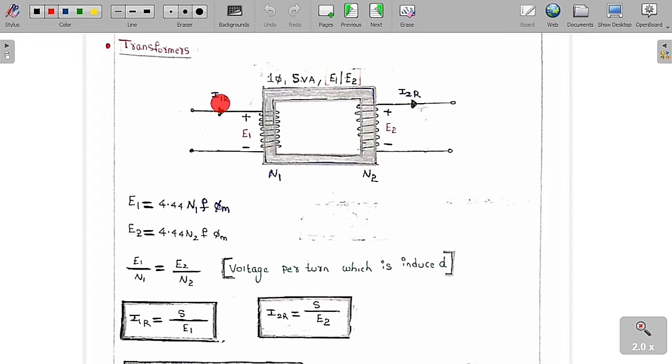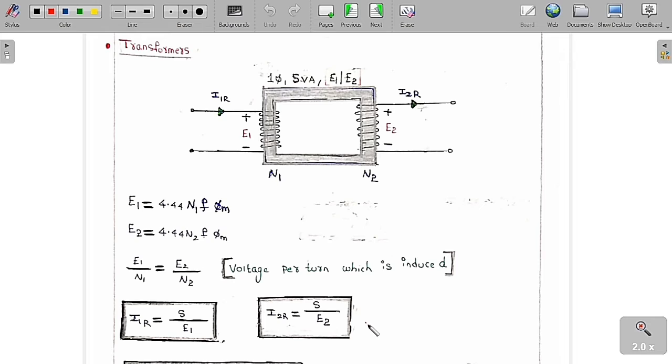Now I1R is called the rated current flowing in the primary winding, and I2R is called the rated current flowing in the secondary winding. As I already told you, the induced voltages, which are RMS values, are E1 equal to 4.44 N1 f phi m, whereas E2 is equal to 4.44 N2 f phi m. If you take this carefully, E1 by N1 is equal to E2 by N2. It means that the voltage per turn which is induced is the same in both the primary and the secondary.